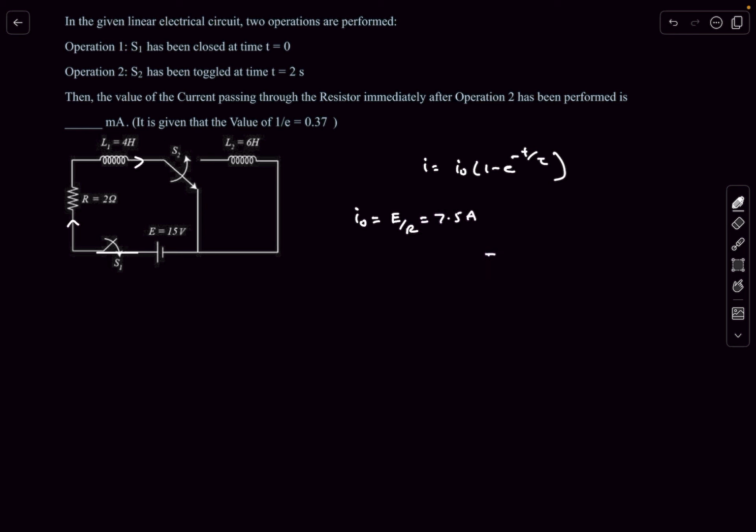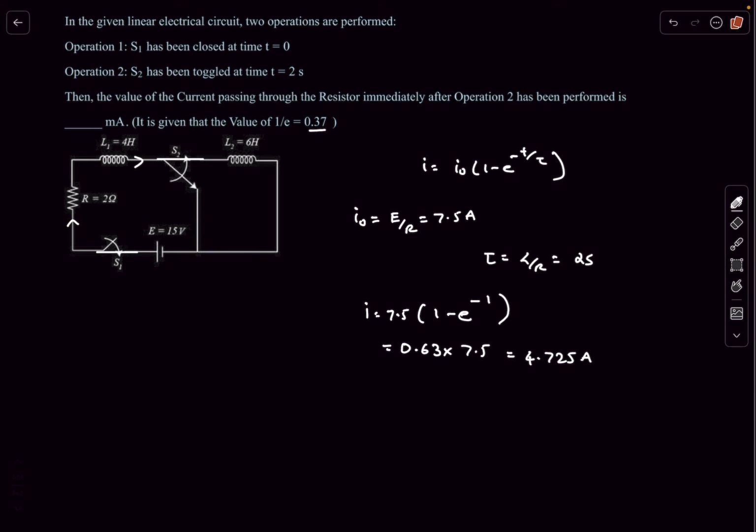So now the time constant of the circuit is again L by R, which is 2 seconds. So now let's figure out the current after 2 seconds. This comes out to be 7.5 times 1 minus e to the power minus 1, and e to the power minus 1 is 0.37. So this comes out to be 4.725 amperes. So after 2 seconds, a clockwise current of 4.725 amperes is circulating in the circuit.